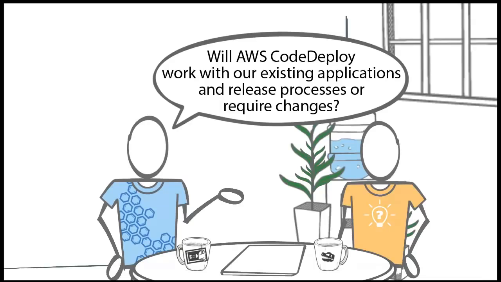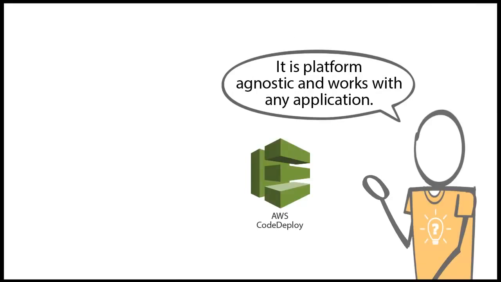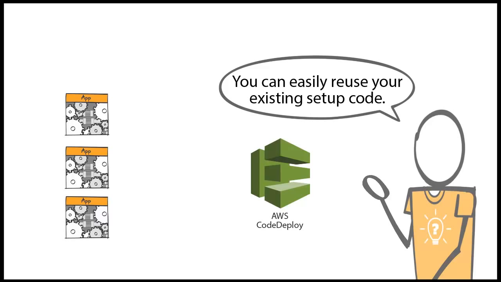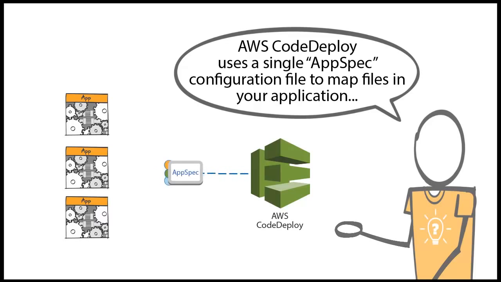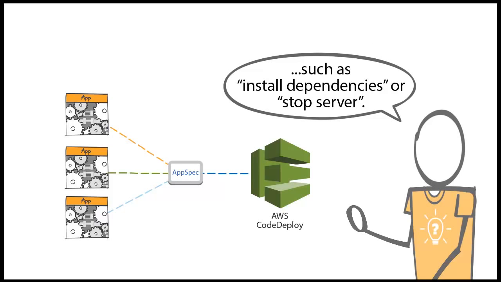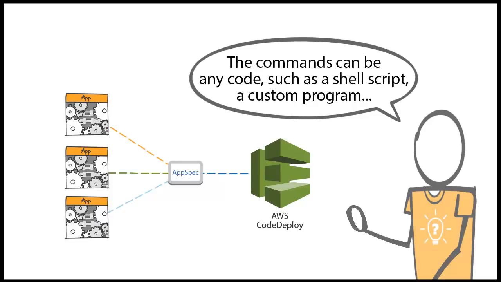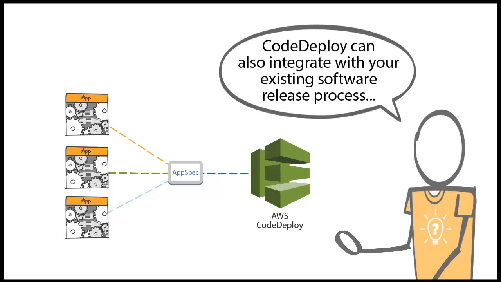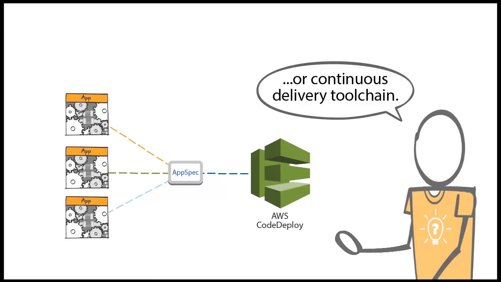Will AWS CodeDeploy work with our existing applications and release processes, or require changes? It is platform agnostic and works with any application. You can easily reuse your existing setup code. AWS CodeDeploy uses a single app-spec configuration file to map files in your application to their host destination and specify the commands to run at each lifecycle event or phase of deployment, such as install dependencies or stop server. The commands can be any code, such as a shell script, a custom program, or even a configuration management tool. CodeDeploy can also integrate with your existing software release process or continuous delivery toolchain.